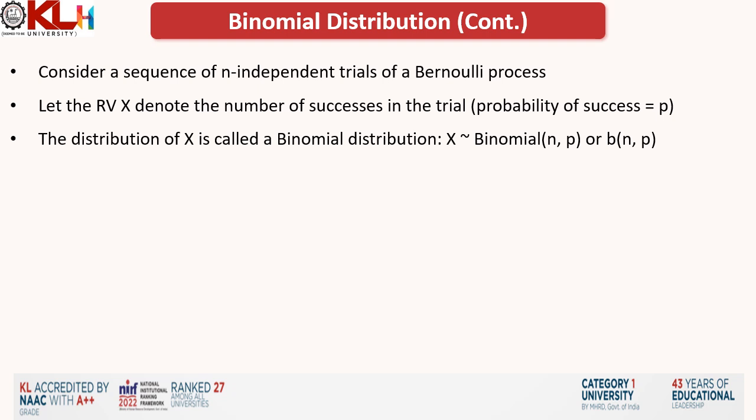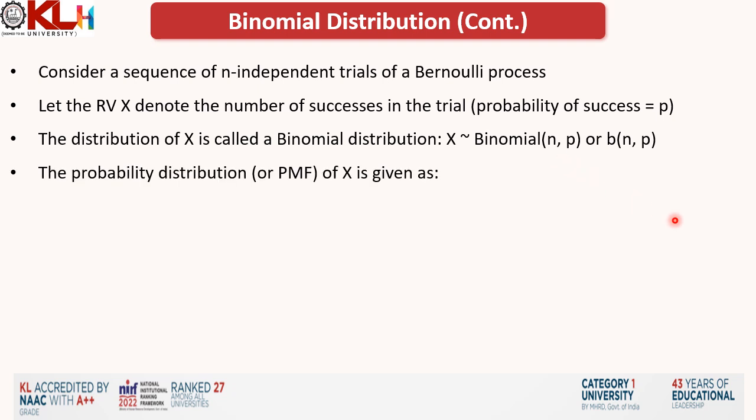Now consider a sequence of n independent trials of a Bernoulli process, and let a random variable X denote the number of successes in the trials. So you're counting how many successes there are in the n trials, with probability of success being p. The distribution of such a random variable is called the binomial distribution, denoted like this, with the parameters n and p, n being the number of trials and p being the probability of success.